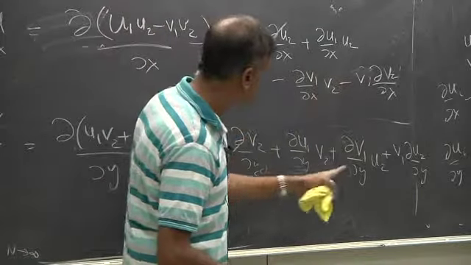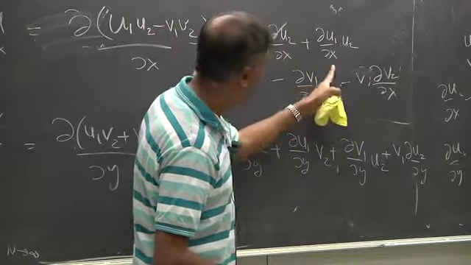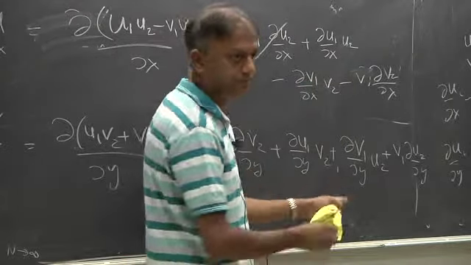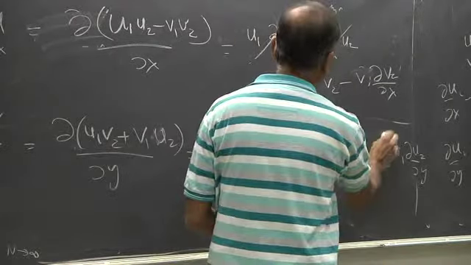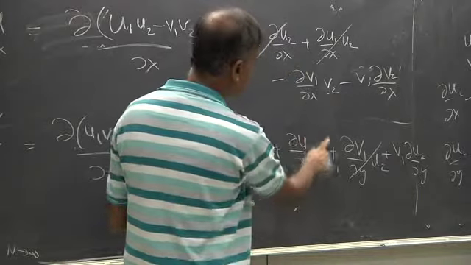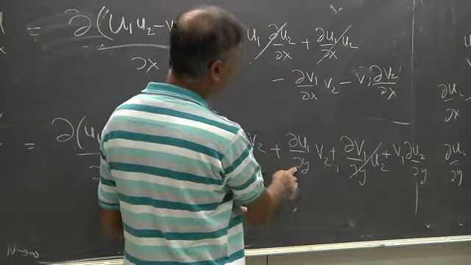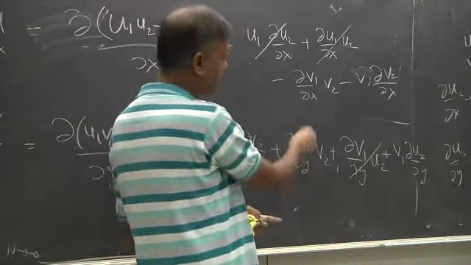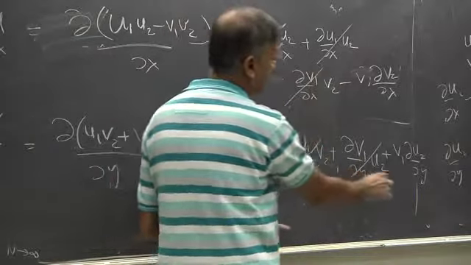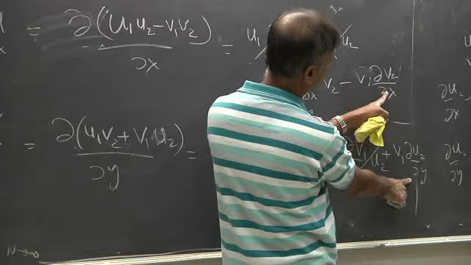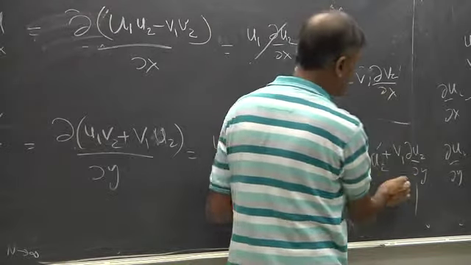Look at the u2 term. u2 is this. So du1 by dx is again dv1 by dy. Okay. So this goes out. If you look at the v2, du1 by dy, but that is equal to minus dv1 by dx. So this also goes out. And finally, the same way, v1, again use the Cauchy-Riemann condition. So this also. Okay.